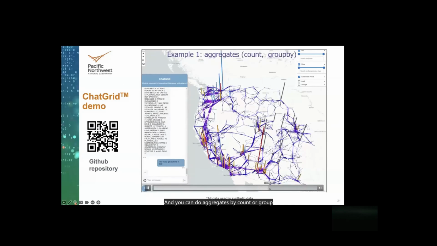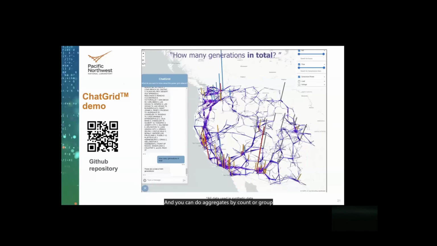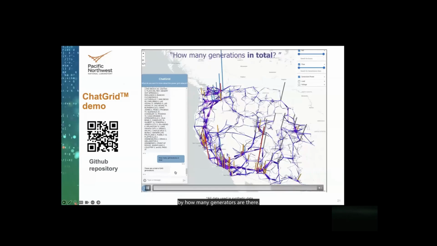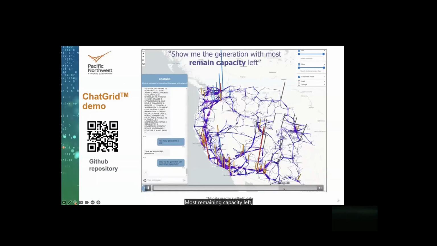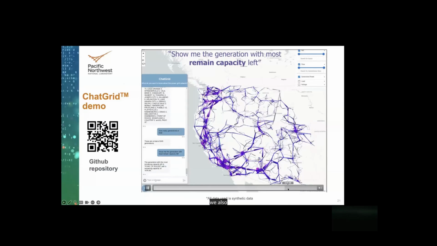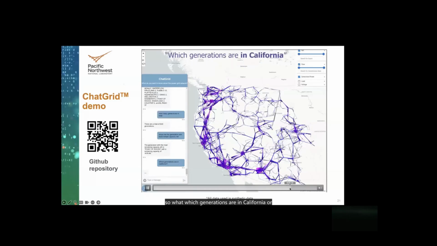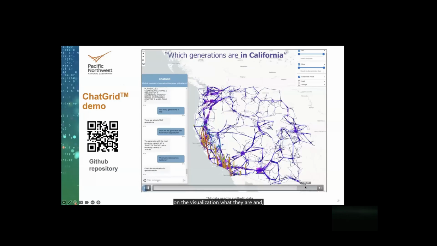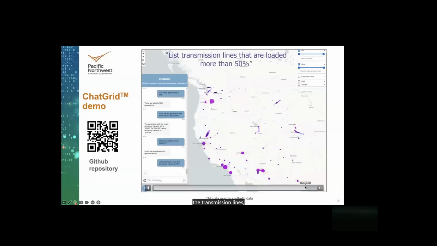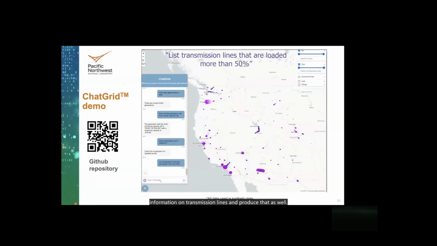You can do aggregates by count or group by, such as how many generators there are, or most remaining capacity left. We could also connect it with a county or the state, for example, which generators are in California, and it would provide us with the generators and show on the visualization where they are. For transmission lines, it would provide the information on transmission lines and produce that as well.